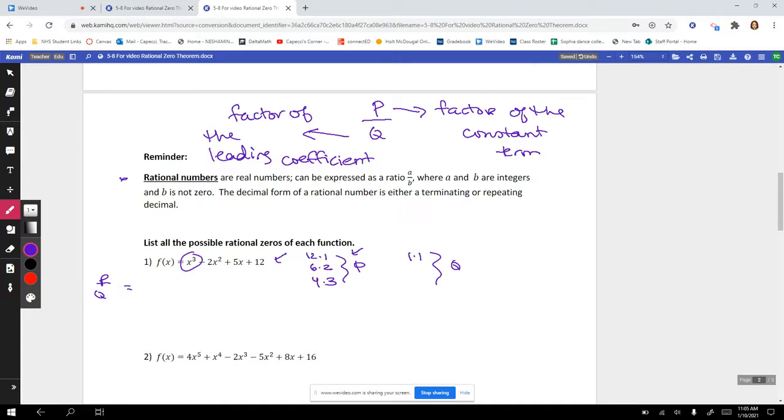A lot of times we like to go in order, so I'll start with 1. It's going to be over 1, so it's just going to be factors of P. I have plus or minus 1, plus or minus 2, plus or minus 3, plus or minus 4, plus or minus 6, plus or minus 12. They're all possible rational zeros. It doesn't mean they are, but it means they're possible ones.